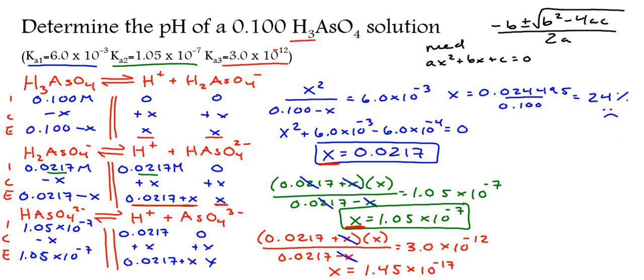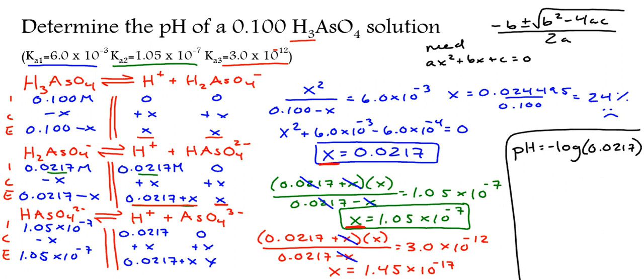So this isn't really going to add to my H plus, but it shows you what you would need to do. My H plus would be 0.0217 plus that value. Well, that, again, isn't going to really affect it. So now I can just finish calculating this out. So my pH is going to be negative log of 0.0217. And my pH would be 1.66.